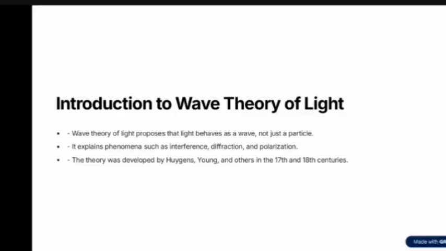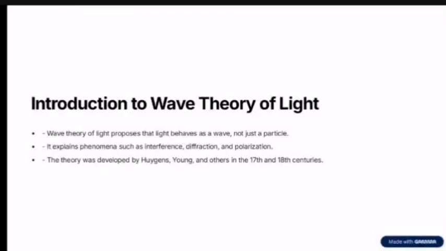When they say light behaves like a wave, it means it has wavelength, it has frequency, and it also has properties of waves. These properties of waves are interference, diffraction, and polarization. Interference, diffraction, and polarization.